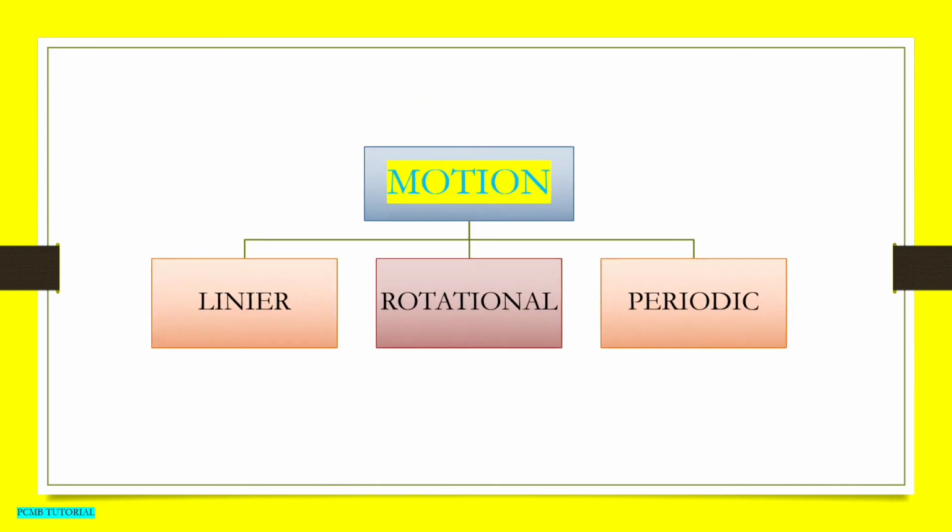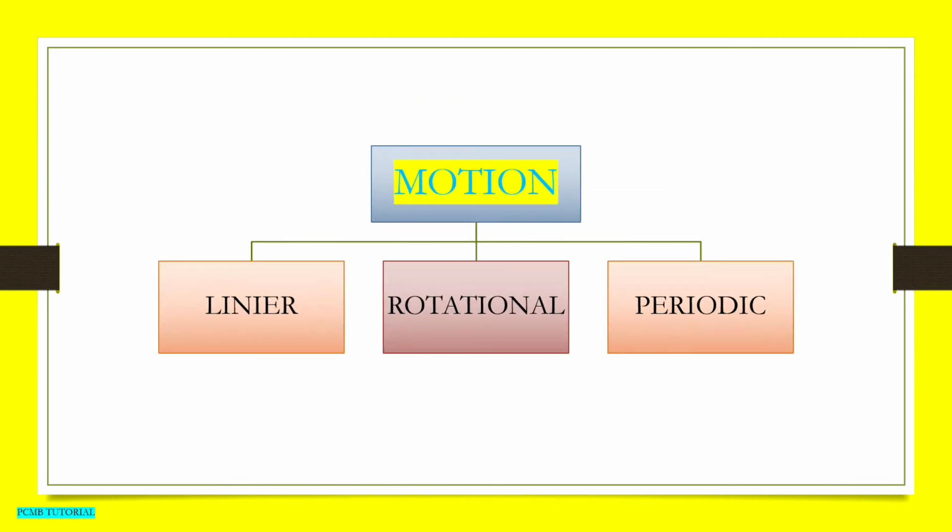Next, we are moving to classification of motions. Motion is mainly divided into three parts. One is linear motion, two is rotational motion, and three is periodic motion. In this chapter, we will mainly discuss linear motion. We will discuss the other two parts of motion later.